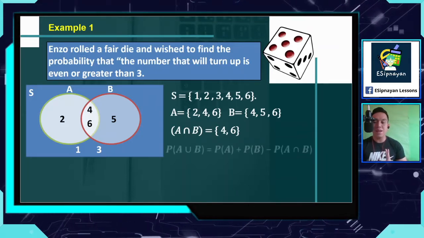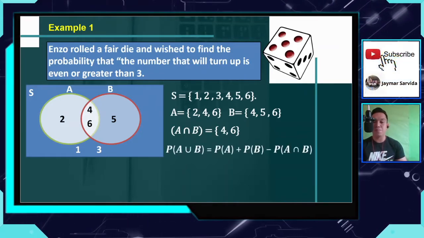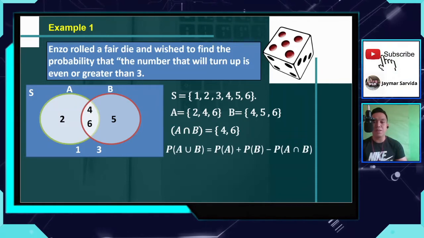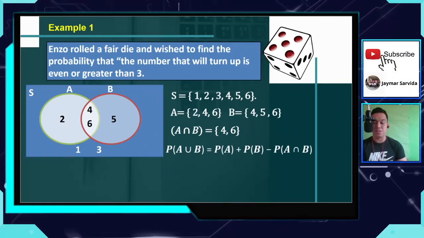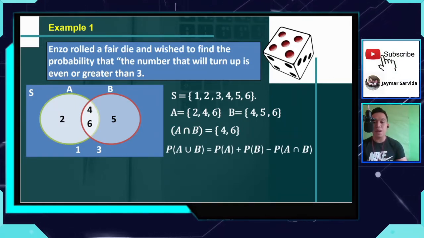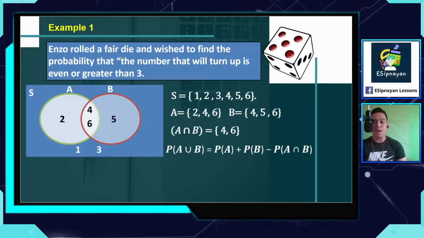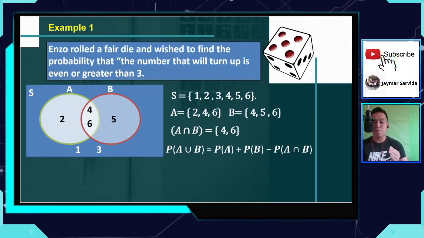Now, gagamitin natin ngayon yung ating formula to find the probability of a union of two events. So ang formula na ito ay probability of A union B equals the probability of event A plus the probability of event B minus the probability of A intersection B.